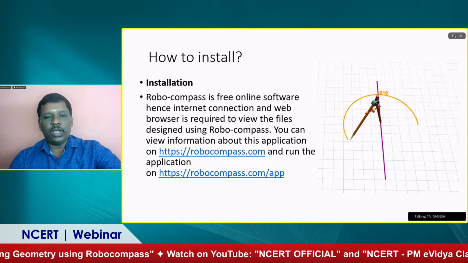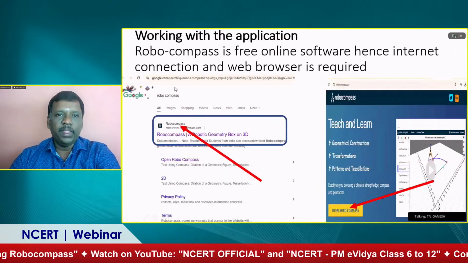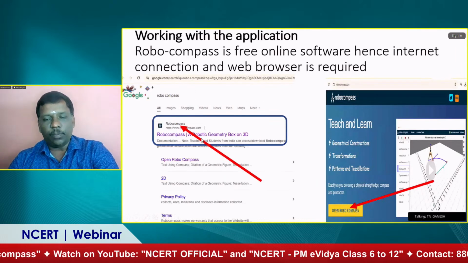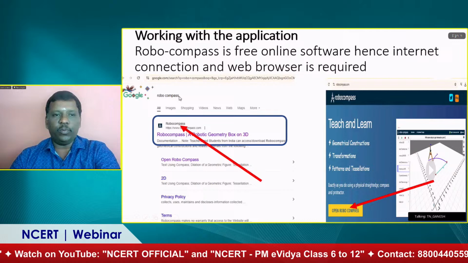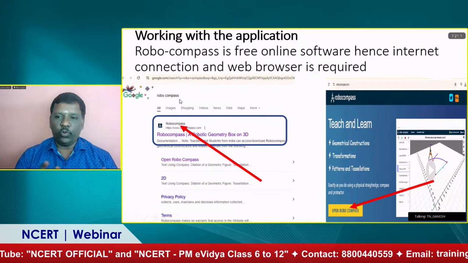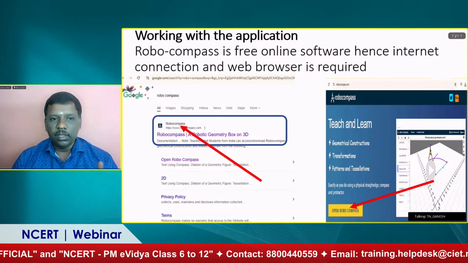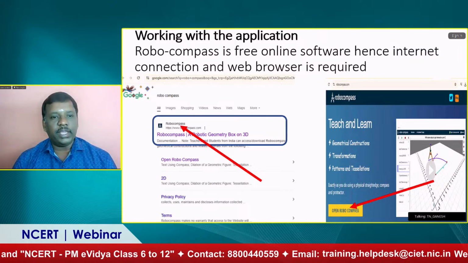So what we have to do, I will demonstrate one by one. Before that, I will show you how we can go to that application. Here you can see the browser. There you have any browser. You can search like Robocompass or Robocompass like this. Then the search box will show like this.